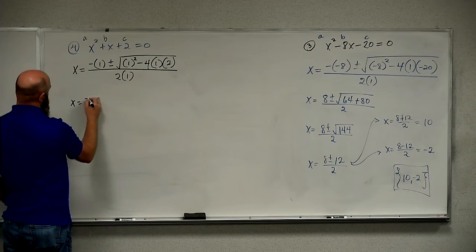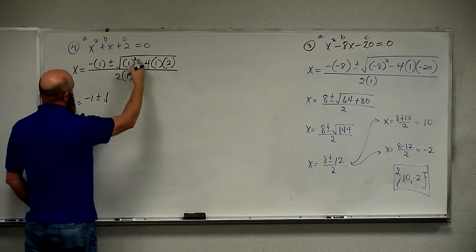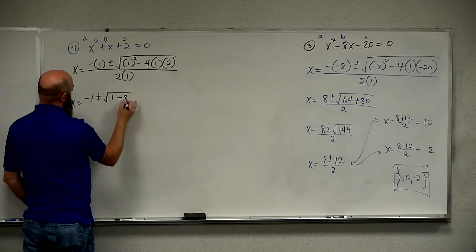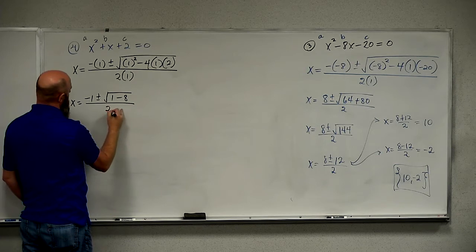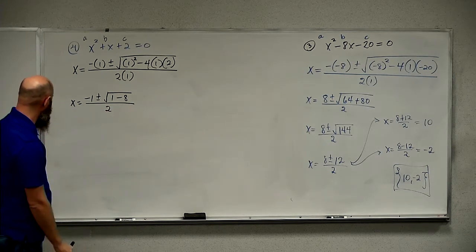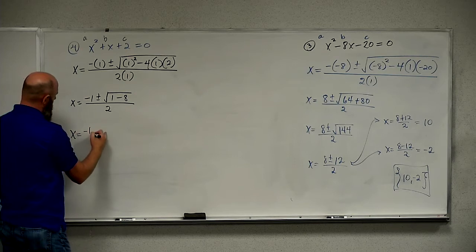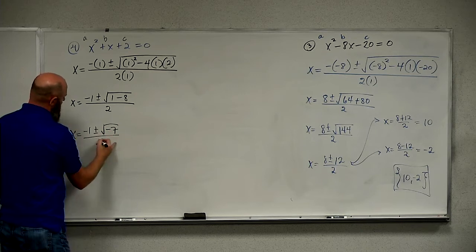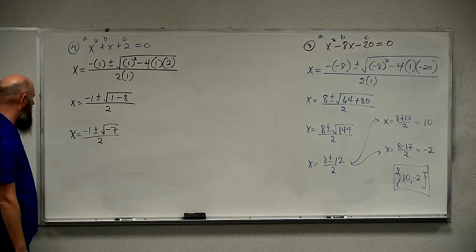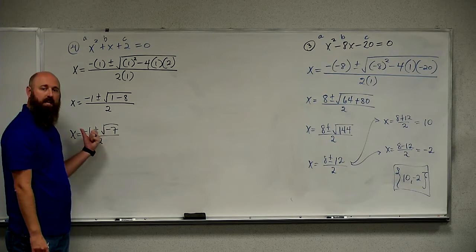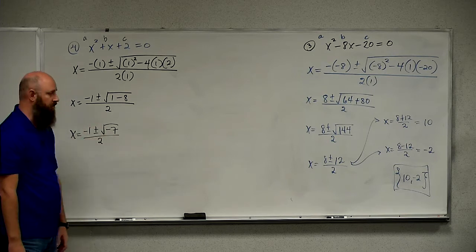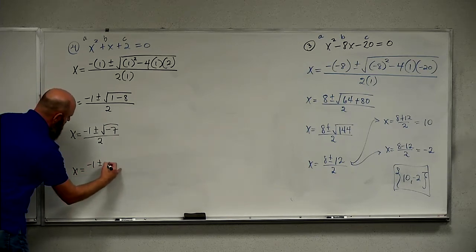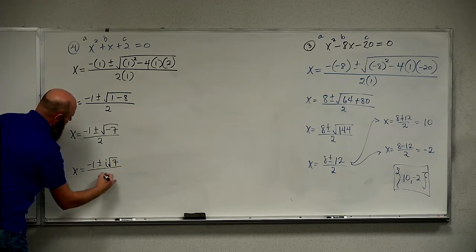All right, so negative times 1 is negative 1, plus or minus. 1 squared is 1. Negative 4 times 1 times 2 is negative 8. And then we get 2 there on the bottom. So x equals negative 1 plus or minus square root of 1 minus 8, which is negative 7, over 2. Now I see the negative, so I know I'm taking an i out, putting it right in front of my radical. So x equals negative 1 plus or minus i square root of 7 over 2.